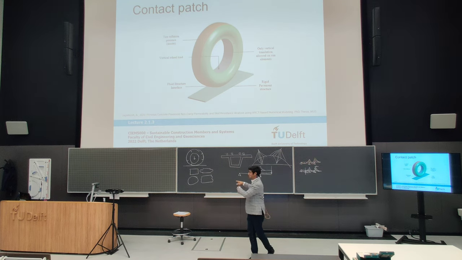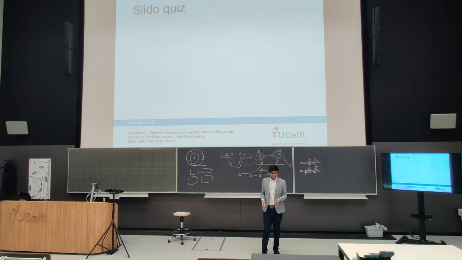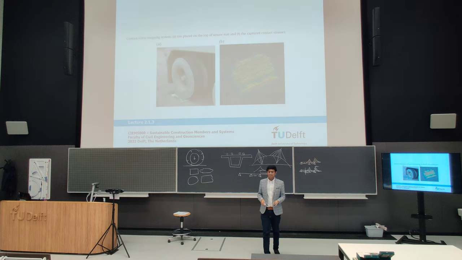I spent almost one year getting the right contact patch for the pavement model. This is a contact patch which we can get from experiments. People call them vehicle motion sensors, which can predict the stress and the exact contact patch.